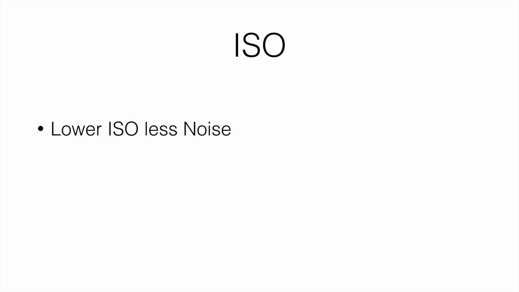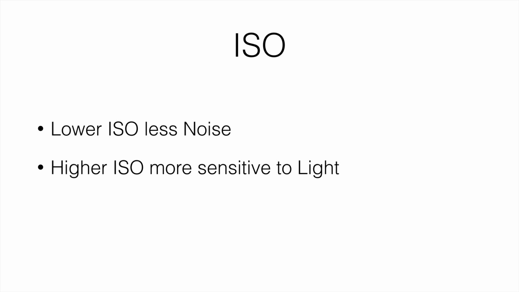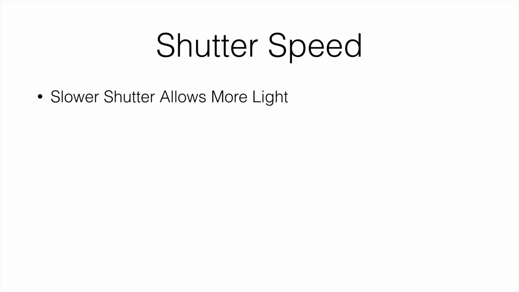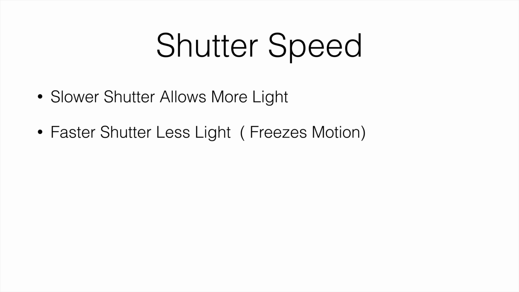Now, your ISO, I like to keep my ISO as low as possible when shooting in natural light or with studio strobes. Higher ISO makes your sensor more sensitive to light, but you're going to have more noise at higher ISO settings, for example 3200, than you would at ISO 100. Now your shutter speed. Slower shutter allows more light, faster shutter less light, but it freezes motion.